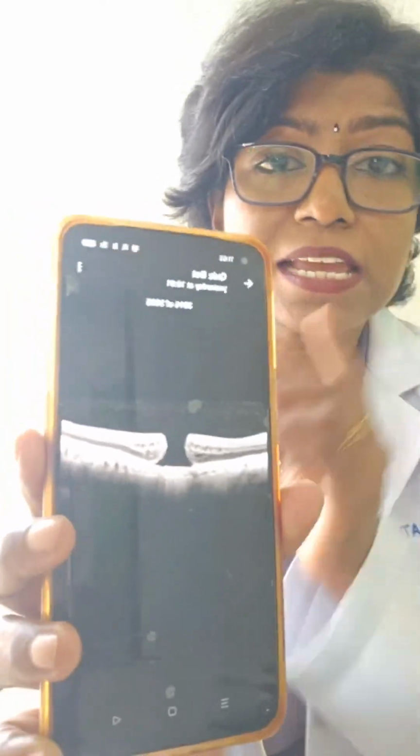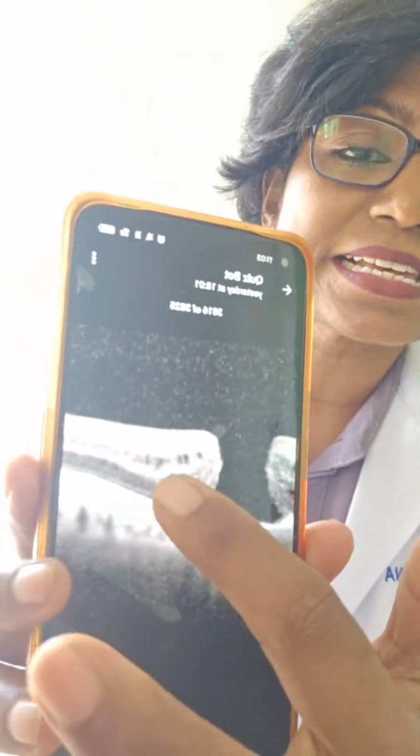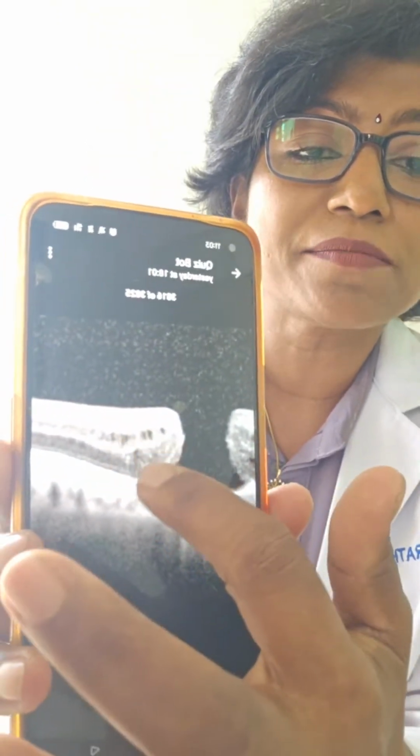Now option C says cystoid macular edema. Some of you were confused. You saw these cysts and thought it was cystoid macular edema. These are intraretinal cysts. When there is a macular hole, there can be intraretinal cysts. This is not a cystoid macular edema. When we say cystoid macular edema, there is no hole. The macular thickness itself is elevated and there are cysts in the outer plexiform layer.